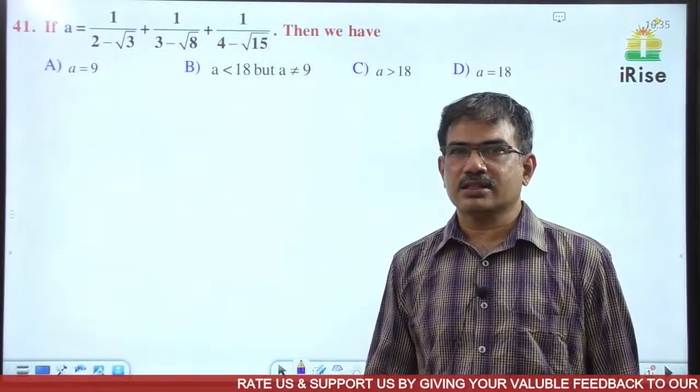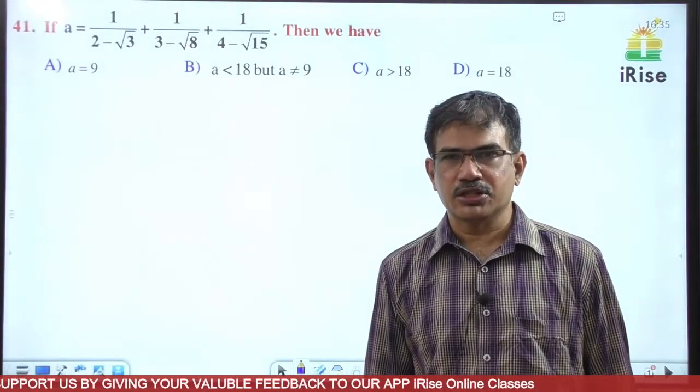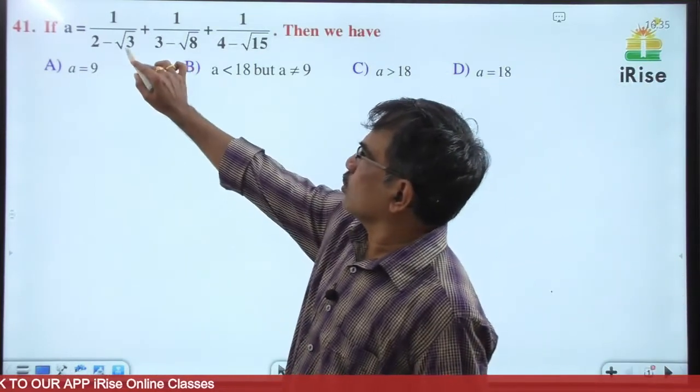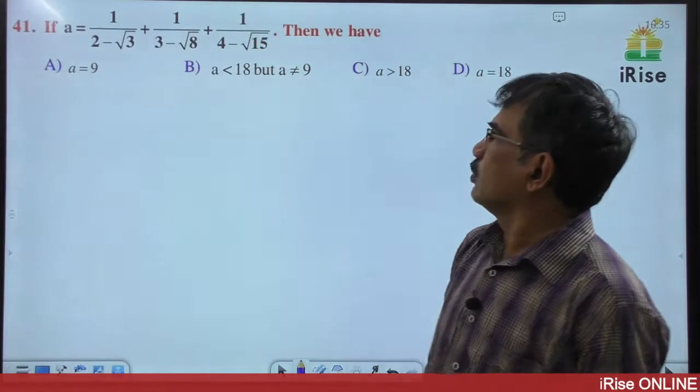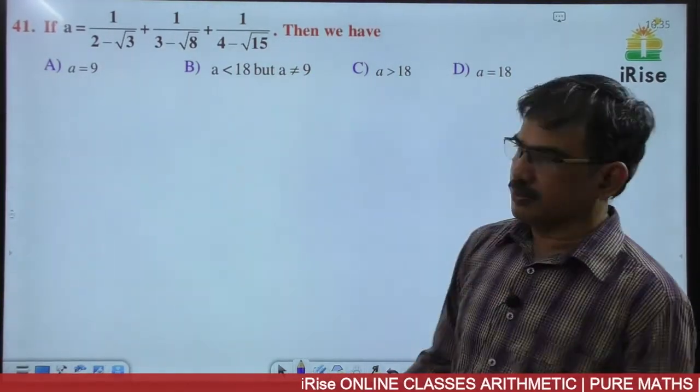In the previous class we discussed some problems related to indices and sets. So this is a continuation. See the next question please. If A is equal to 1 by 2 minus root 3 plus 1 by 3 minus root 8 plus 1 by 4 minus root 15, then what is the value of A?